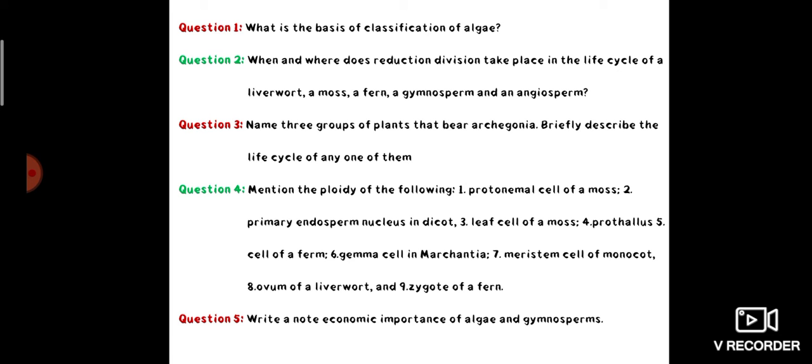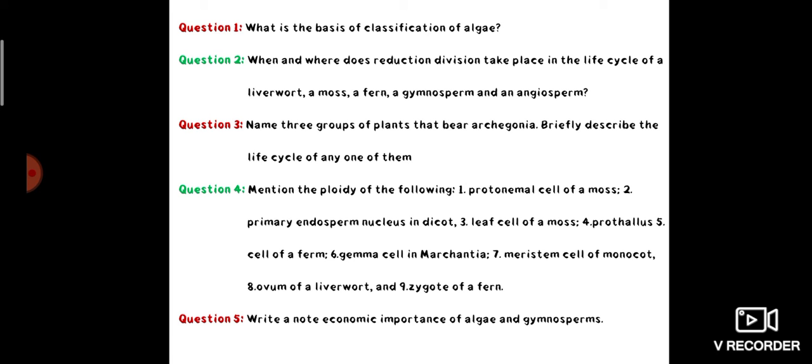Then the second one, primary endosperm nucleus in a dicot, is a triploid condition. Leaf cell of a moss is haploid. Prothallus of a fern is haploid. Gemma cell in Marchantia is haploid. Meristem cell of a monocot is diploid. Ovum of a liverwort is haploid. Zygote of a fern is diploid. So those are the answers to question 4.